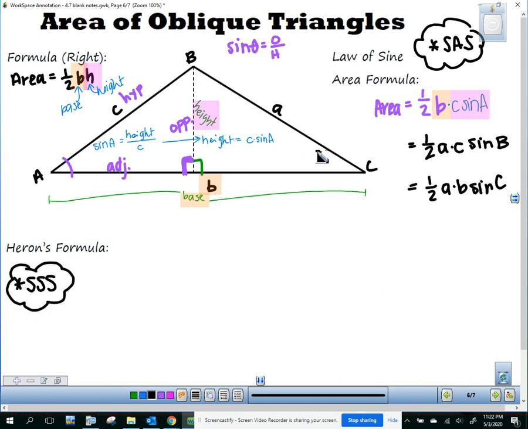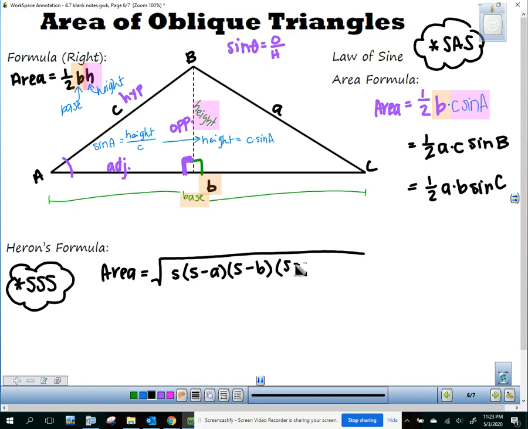Because you wouldn't know an angle to be able to do this sine of angle A. If you don't know one of the angles, you can't use these formulas. So if you know side, side, side, you can use the area formula, square root of S times S minus A times S minus B times S minus C.